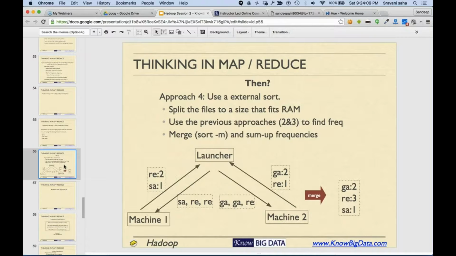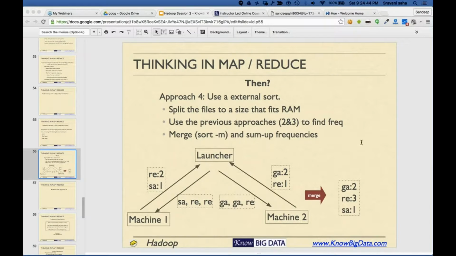What does it mean? We split the files to a size that fits into memory, into RAM. Next, we use either of the previous two approaches to find the frequency, and then merge sort. So how do we do this? By splitting the files, transferring them over to computers, and getting it done on each of the machines. Let me explain this.